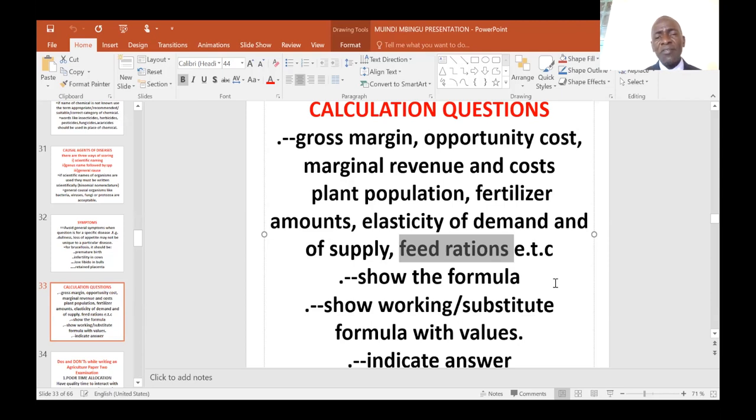Let's say that you have arrived at 60 kilograms of maize grain. So you say 60 kilograms of maize grain. At least the examiner will know that whatever you have worked out is for maize grain. And 40 kilograms of sunflower seed cake. That is assuming that you wanted to prepare a ration of 100 kilograms.